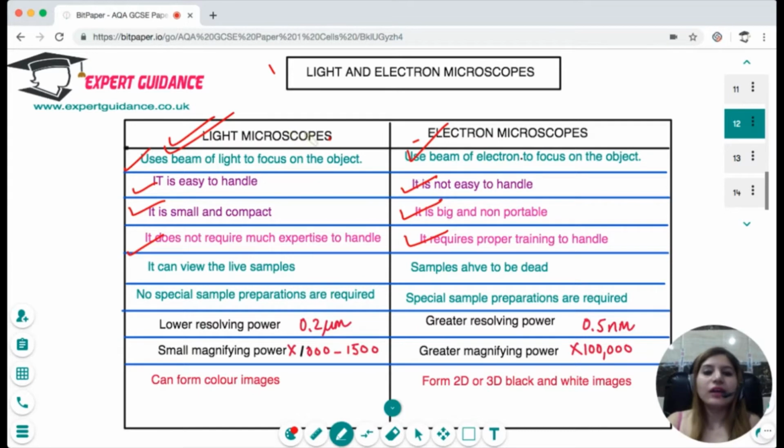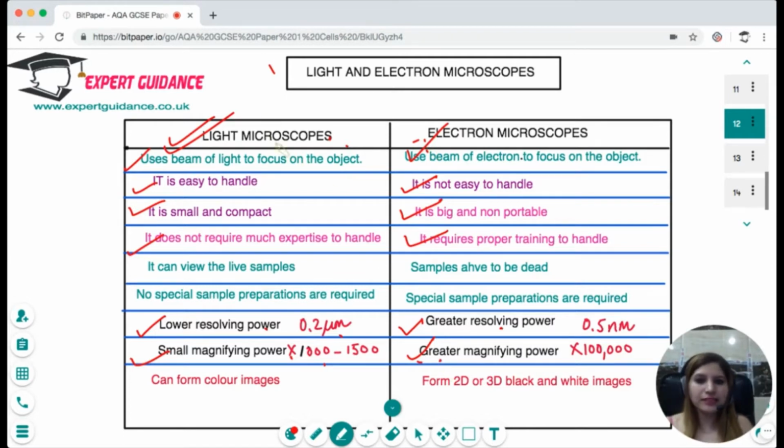Now, when we use a light microscope, we cannot see the finer subcellular details because the light microscope has a very low resolving and magnifying power. The resolving power is 0.2 micrometer and magnifying power is just between 1000 to 1500. Whereas the electron microscope has a greater resolving power of around 0.5 nanometer and the magnifying power is around 100,000 times. So it is the electron microscope that has enabled us to see proper subcellular structures like mitochondria, ribosomes, and chloroplasts.